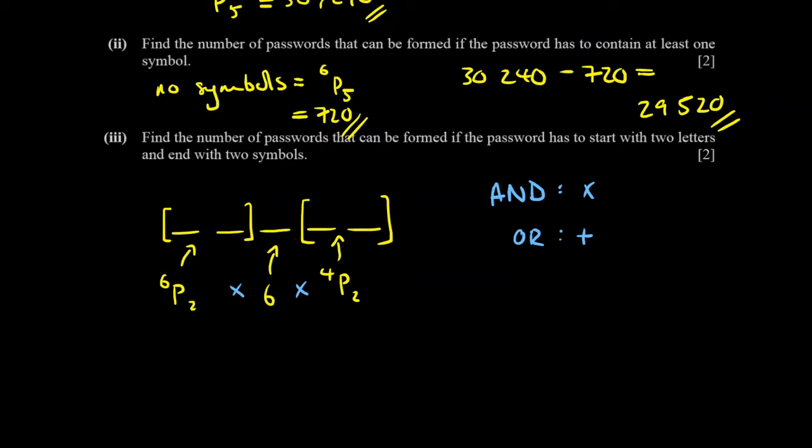Okay, so I'm just going to calculate this. 6P2 is 30, times by 6, times by 4P2. So 4P2 is 12. So I need to do 30 times by 6 times by 12. And I get that as 2160.